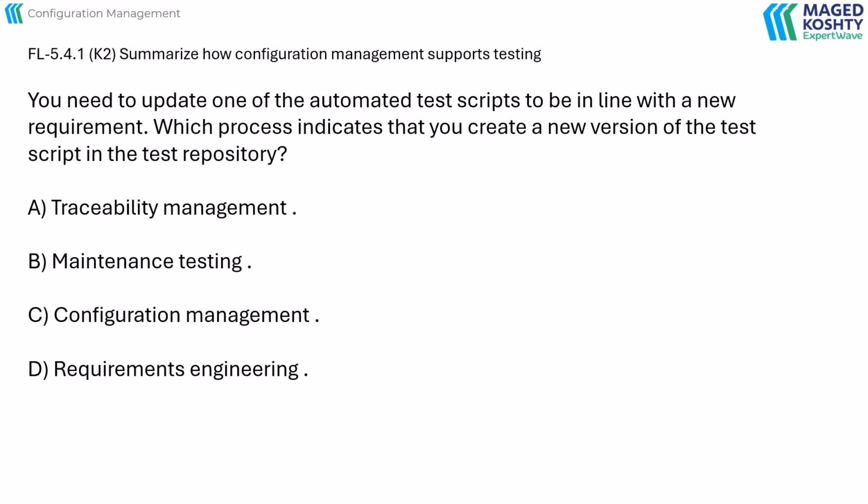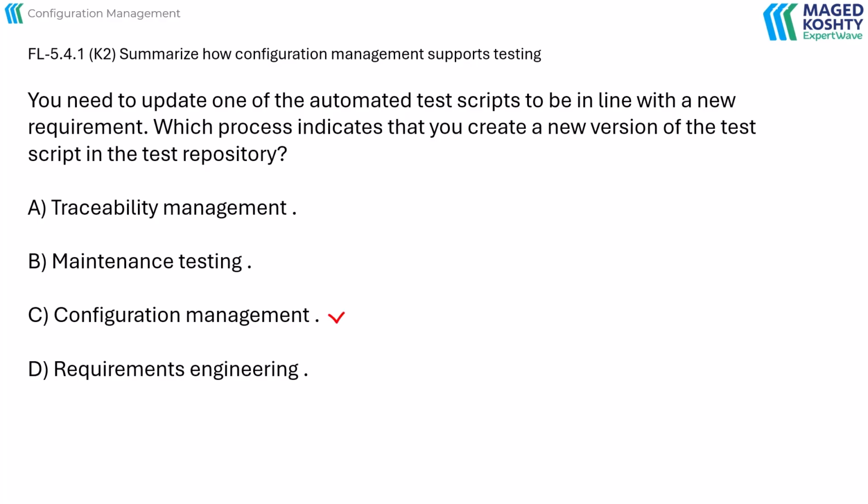Q1. You need to update one of the automated test scripts to be in line with a new requirement. Which process indicates that you create a new version of the test script in the test repository? This is a straightforward question. Since we are talking about creating a new version of a work product, then the answer is configuration management.